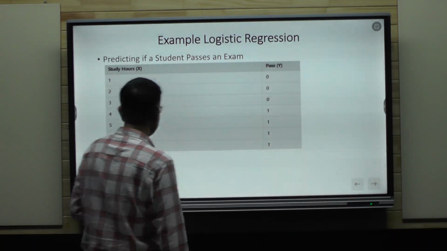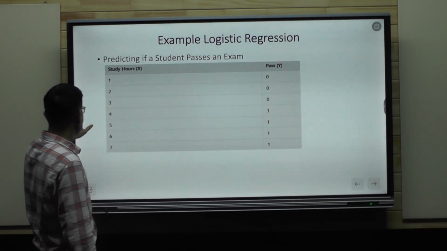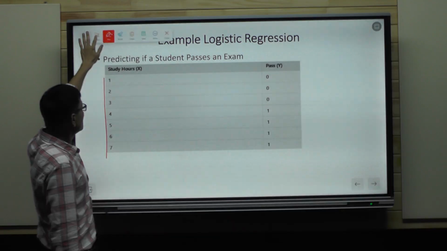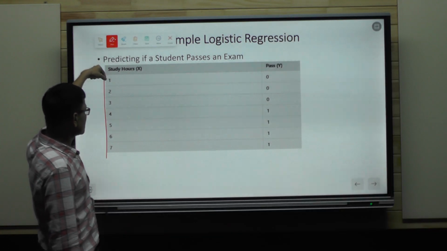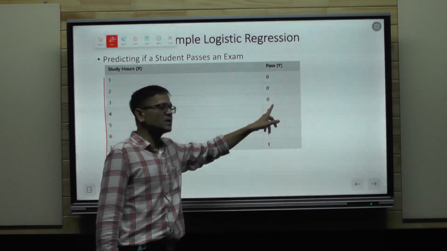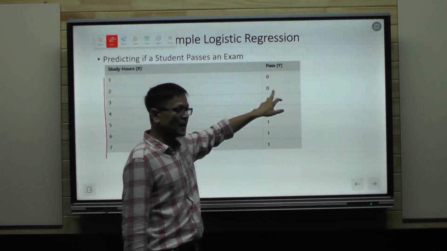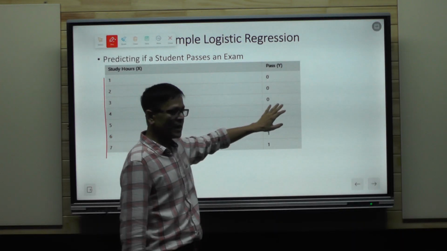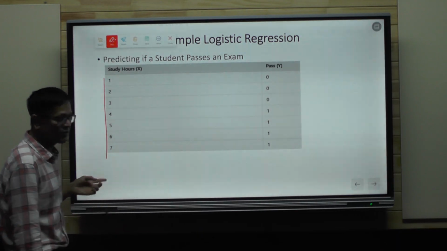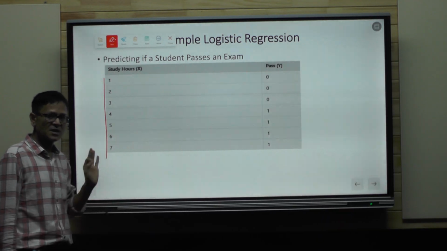So you see, we have taken a sample data set where we have the hours of study. The students are studying for 1 hour, 2 hours, 3 hours, 4 hours, 5, 6 and 7. And what is the outcome of their study? If they studied for 1 hour, the student fails. For 2 hours of study per day, the student fails, and for 3 hours of study per day, the student fails. But if a student studies for 4 hours in a day, they pass. For 5 hours in a day, they pass. For 6 they pass, and for 7 they pass.